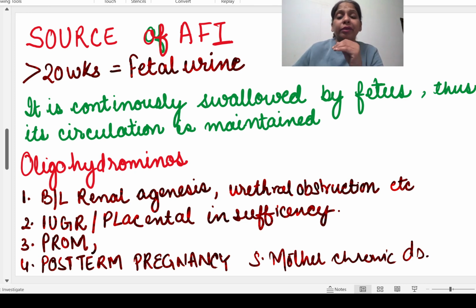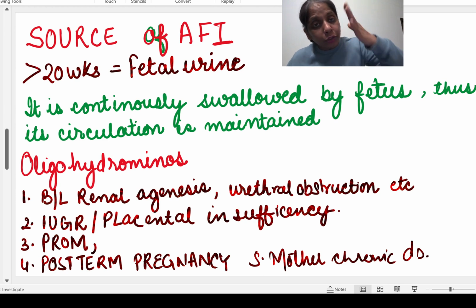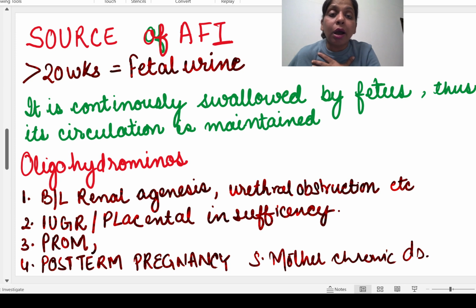Okay, and if there is placental insufficiency or IUGR, then again you all know that our body prefers to give the main blood to the brain and to the heart. Whenever there is deficiency of blood, our body circulates more blood to the brain and more blood to the heart, right? And that is why the renal blood flow is decreased, and there is decreased urine production. So in IUGR or placental insufficiency, there is decreased urine production.